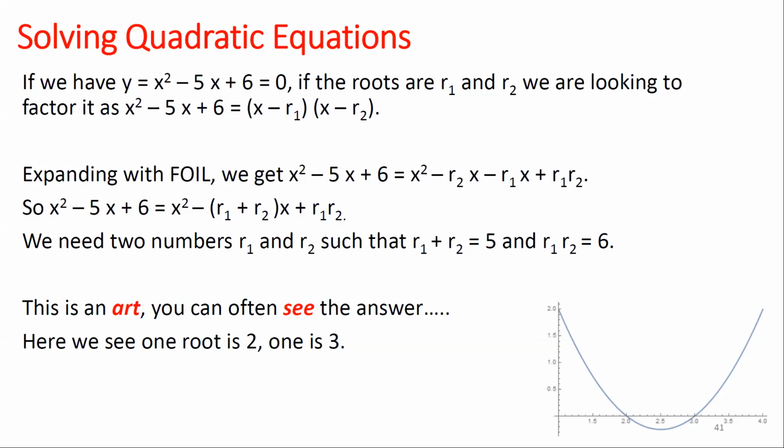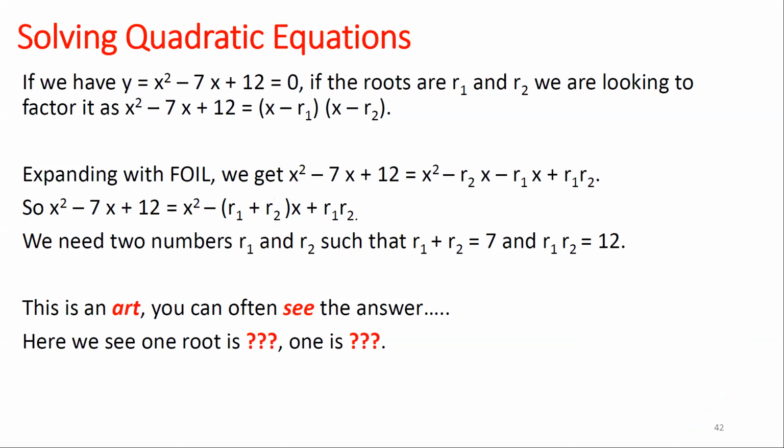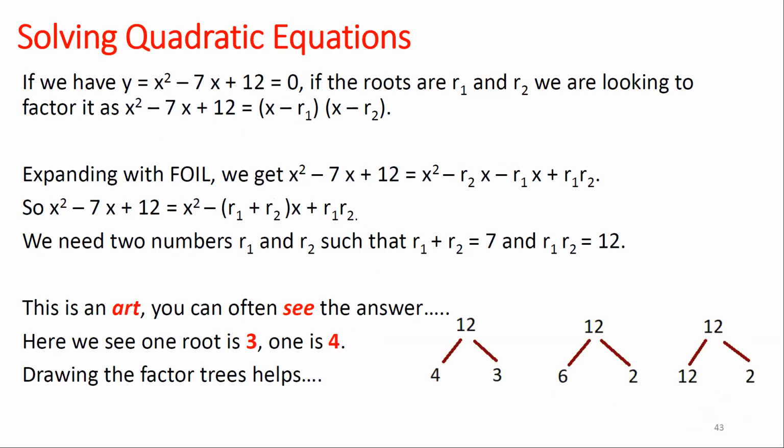All the different products of 6. Yeah, all the different things that multiply to 6. So here's a new one. Imagine I give you x squared minus 7x plus 12. When we do the same analysis, we want the two roots to sum to 7, and we want their product to be 12. Can you give me two numbers that sum to 7 and multiply to 12?